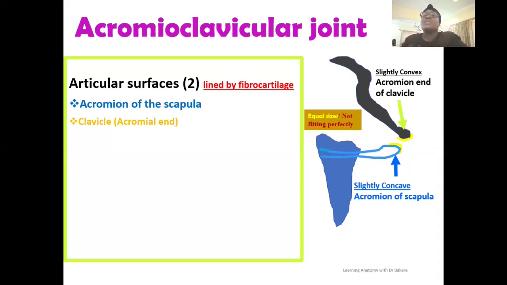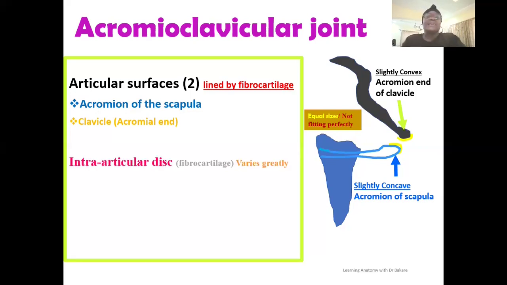And if you go back to the slightly concave and convex arrangement, you see that these two articulating surfaces are not perfectly fitting into each other. And this is why we need the support of ligaments, where they will be helping to further reinforce this joint. It is important that we highlight this in describing the details of the acromioclavicular joint.